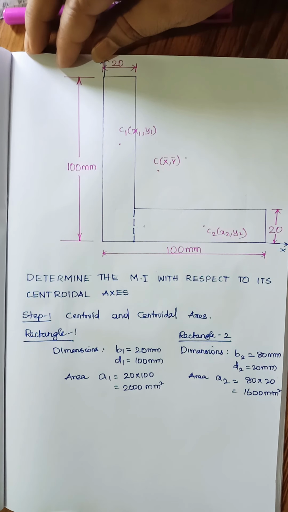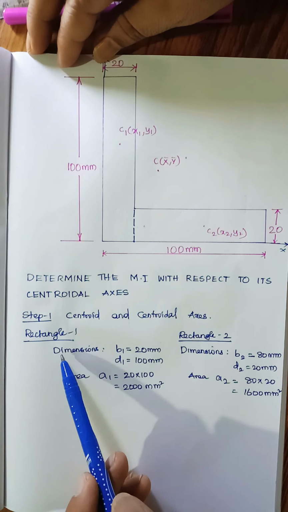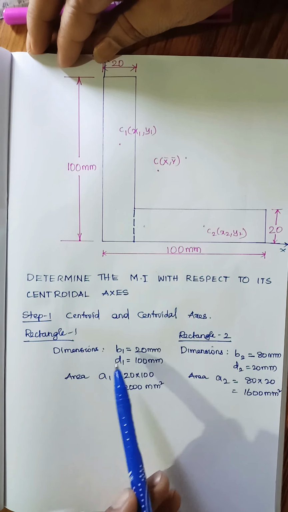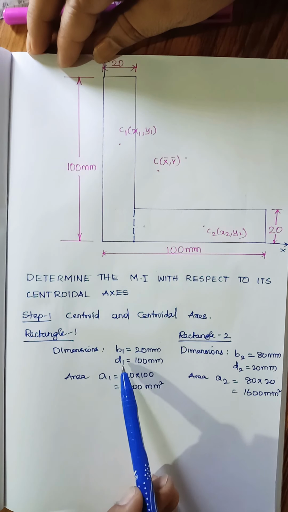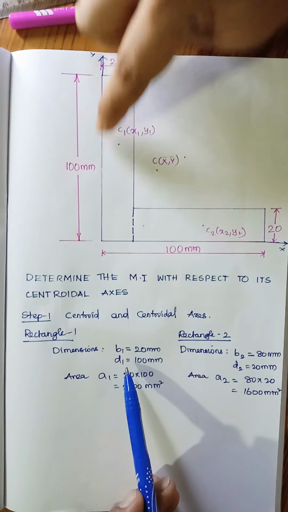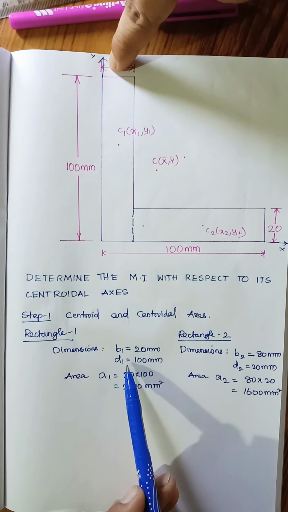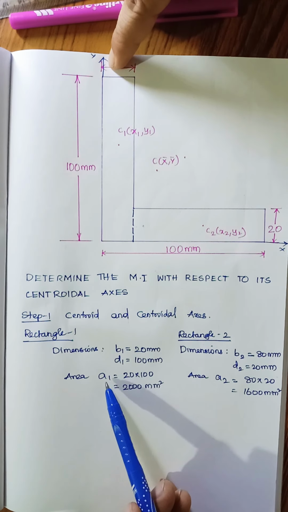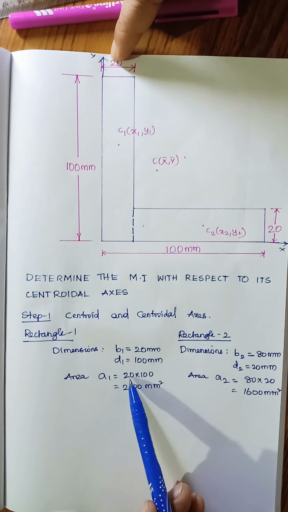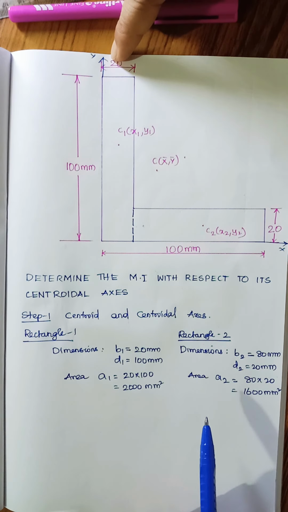And the next step, I'm just writing down the dimensions of the first rectangle. For the first rectangle, the width is 20 millimeter, and the depth of the section from here till here, it is 100 millimeter, which is given. And the area of the first rectangle will be 20 multiplied by 100, that is 2000 millimeter square.